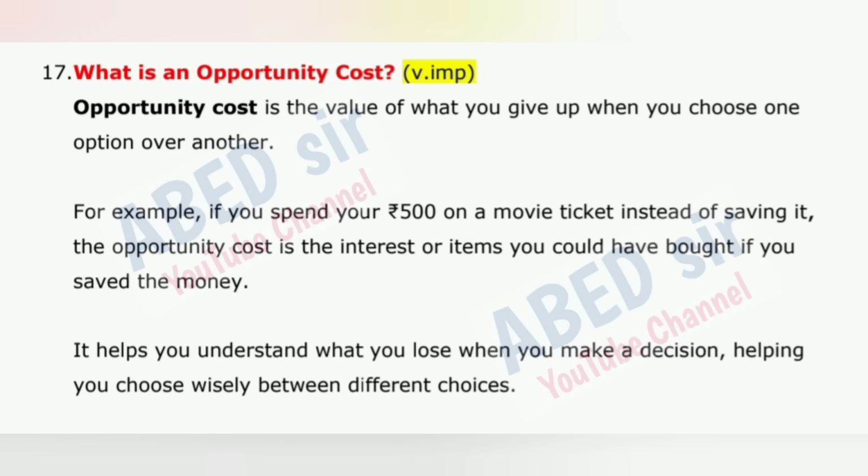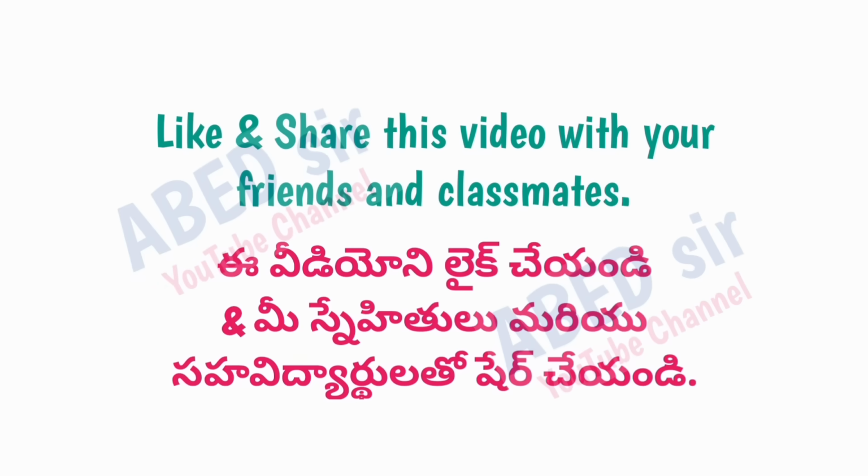Opportunity cost is the value of what you give up when you choose one option over another. For example, if you spend your 500 rupees on a movie ticket instead of saving it, the opportunity cost is the interest or items you could have bought if you saved the money. It helps you understand what you lose when you make a decision, helping you choose wisely between different choices. Next important question is 18.